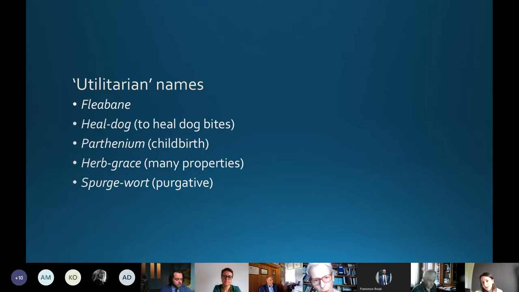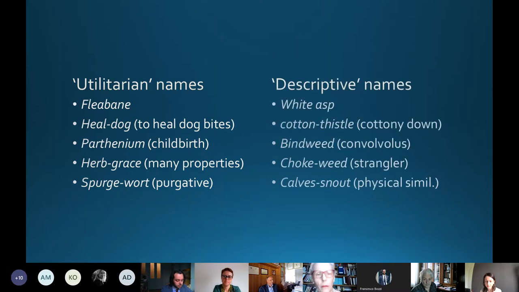But we have another model available, that of descriptive names, which we have seen in the case of white asp. And other examples are cotton thistle, defined because it is covered with cottony down, bindweed, which defines their growth as a climbing species and translates the Latin convolvulus, and so on.